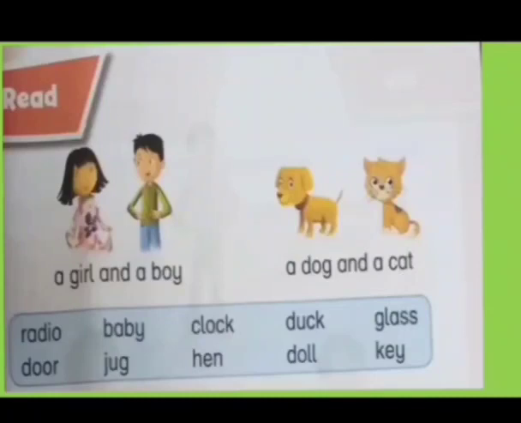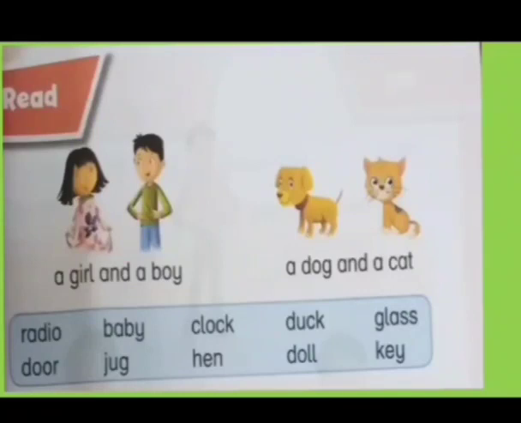Now look at the given blue box. In this box you can see many words written. Read the words. Radio, baby, clock, duck, glass, door, jug, hen, doll, key. Yes kids, radio, baby, clock, duck, glass, door, jug, hen, doll, key.